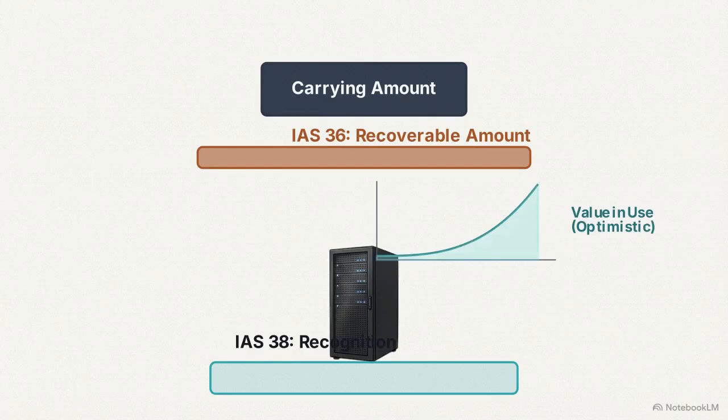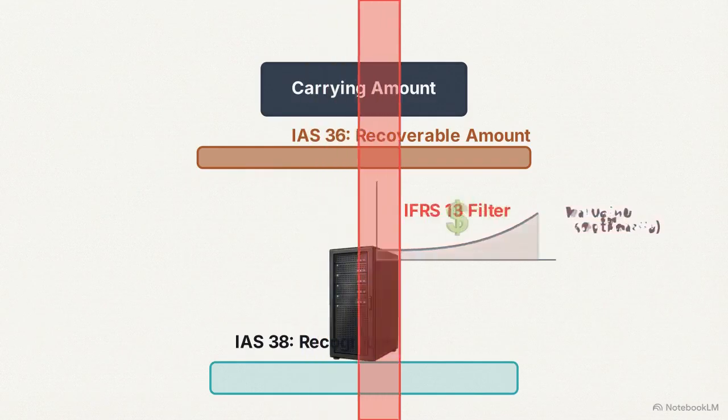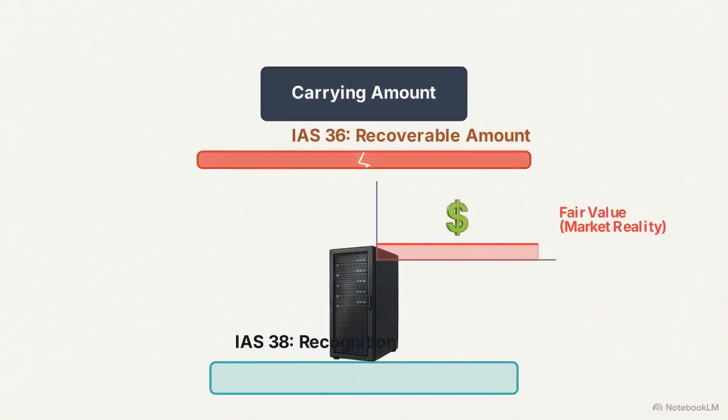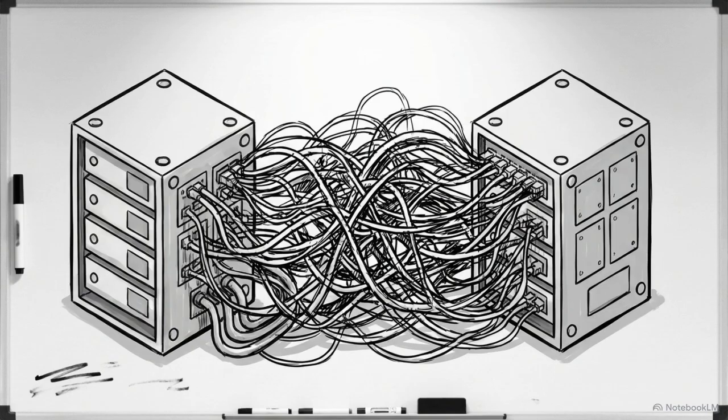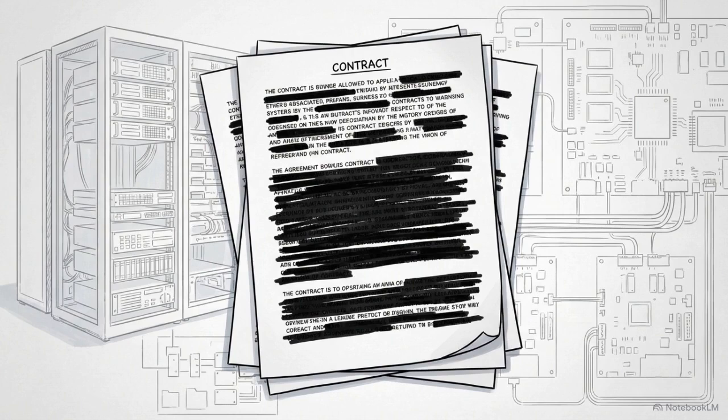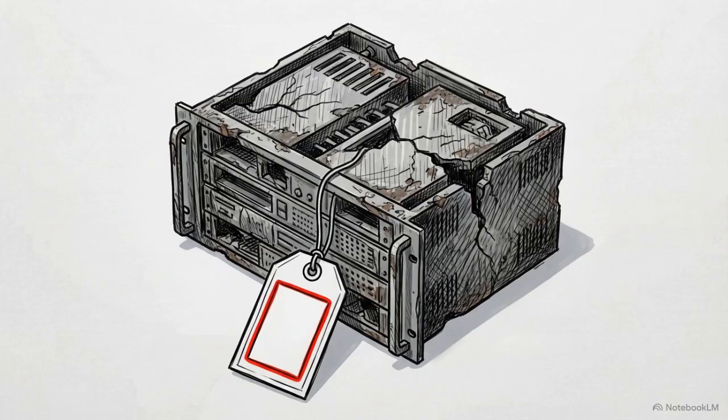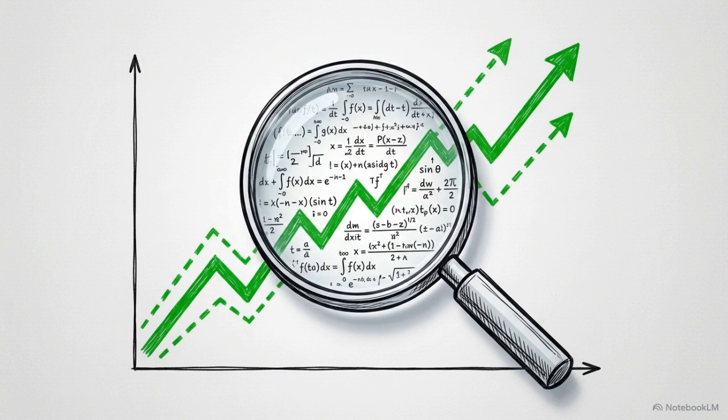To strip away bias, we apply the third layer, IFRS 13 fair value, asking what an external participant would pay. To reach the final figure, we have to calculate the costs of disposal. For technology assets, this requires deducting the massive expenses of data migration, legal separation, and code disentanglement from the fair value. If obsolescence and massive disposal costs drive the IFRS 13 market value near zero, management's rosy internal value in use model demands intense skeptical audit scrutiny.